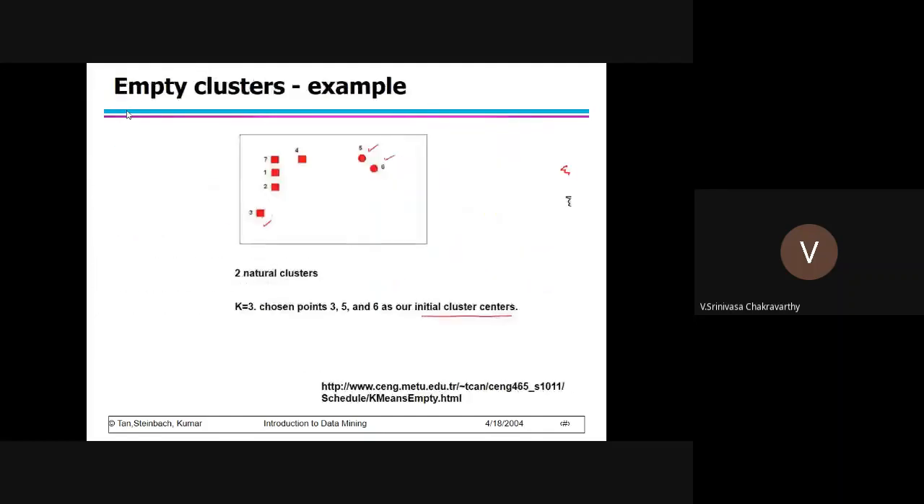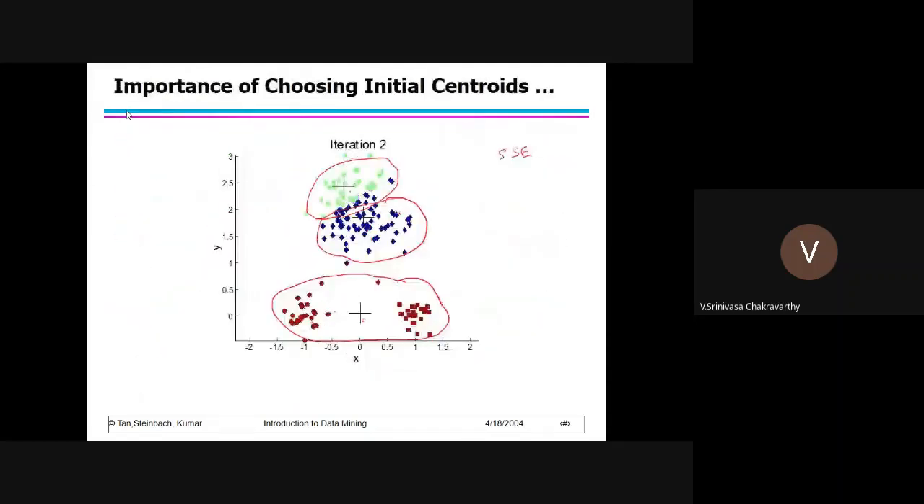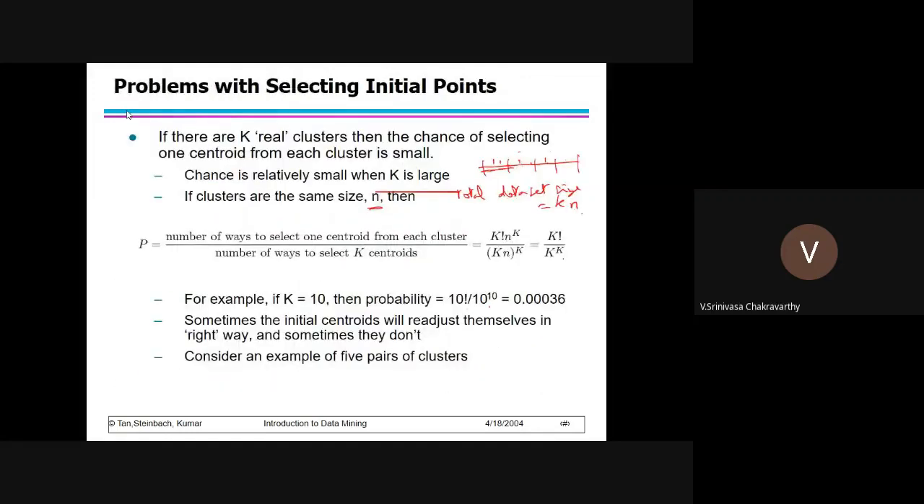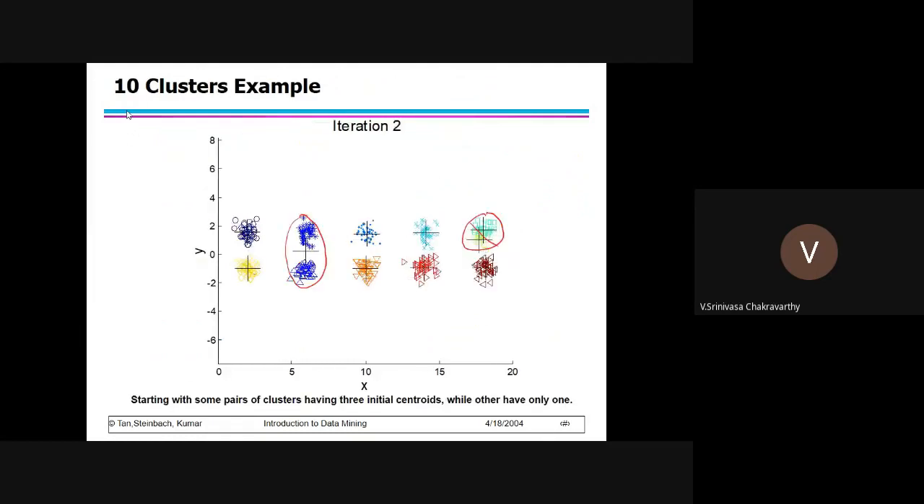Remember the probability of picking initial centroids so that we have different clusters. You know this formula, right? That is the probability of picking real clusters. If you have k clusters in the data set, the probability of picking real clusters, if you randomly take from the data set, is k factorial by k power k. If k equal to 2, that is 2 by 4 or half, which is pretty decent. So if you do it a few times, half the times you pick the right kind of clusters, if you have only 2 clusters.